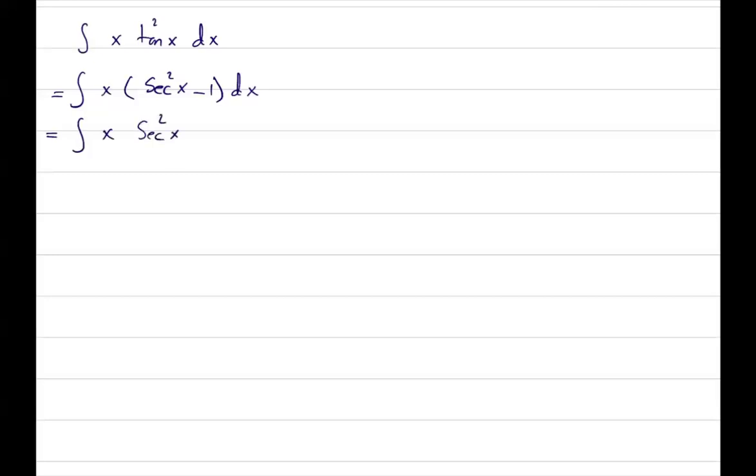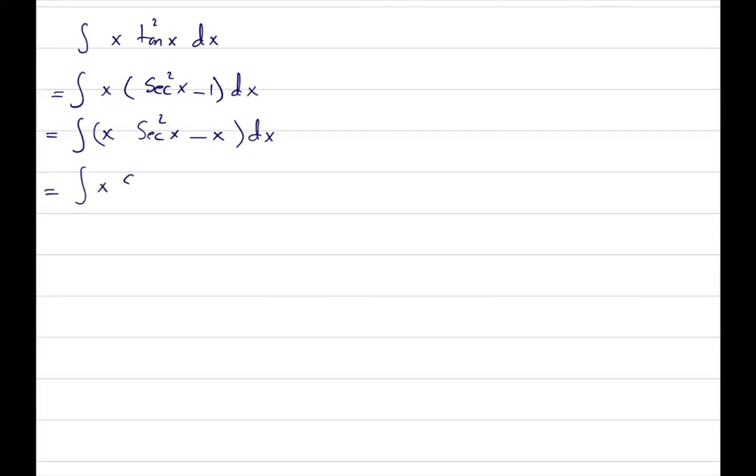We are interested in calculating the integral of x times tangent squared of x dx. First of all, we can break this down into smaller pieces. This can be written as the integral of x times (secant squared of x minus 1) dx. So this integral in turn is the integral of x times secant squared of x minus x dx. And you can break it down into two integrals.